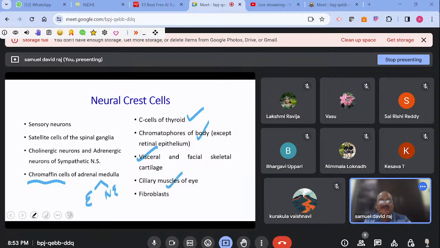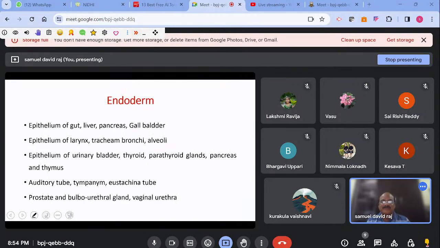Ciliary muscles of the eye: we know in the eye there is a lens which is supported by ciliary muscles. These ciliary muscles, and also the wandering cells of the immunity or the blood, that is fibroblasts, are all derived from neural crest cells. Okay, and after the ectoderm we go to endoderm.